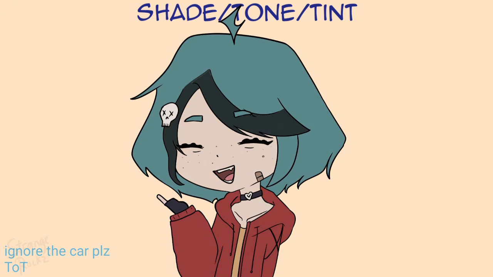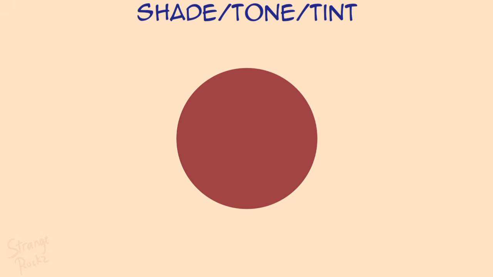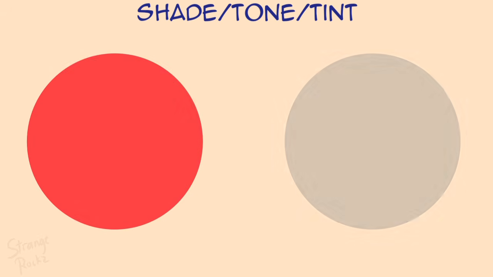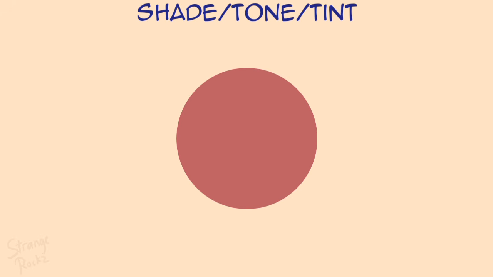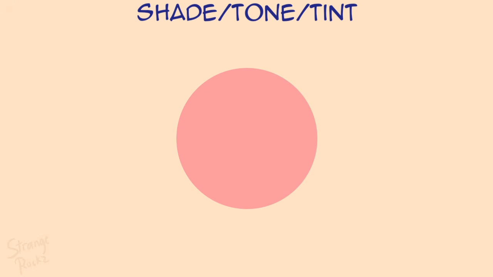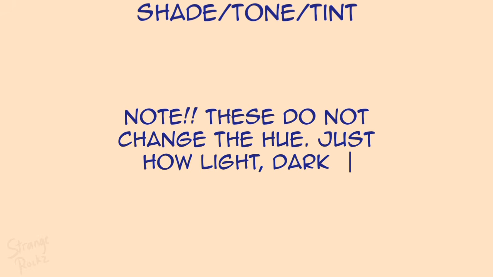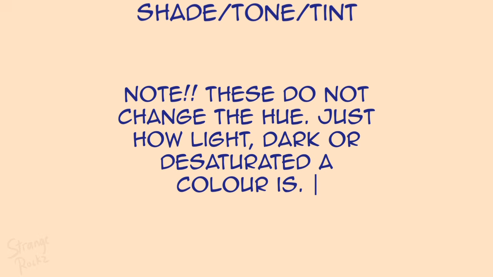Let me explain with an example. Like, when you mix black and red, you get maroon, which is a shade. When you mix gray and red, you get like a dusty red color, which is a tone. Example of a tone, I mean. Then you mix white with red, and you get like a pastel pink color. That's a tint. But these do not change the hues. It just changes how light, dark, or desaturated a color is, okay?